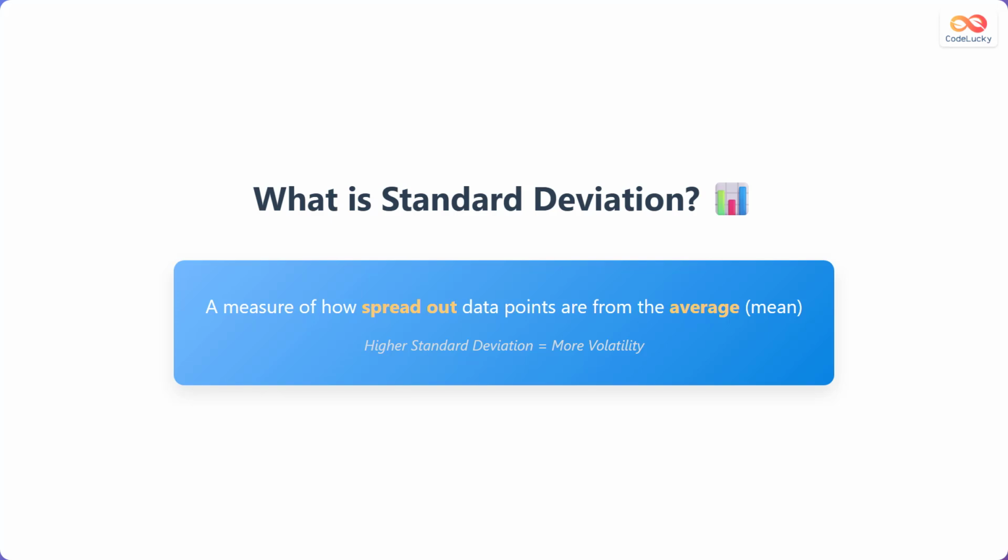Standard deviation is a measure of how spread out data points are from the average, also known as the mean. A higher standard deviation indicates more volatility in the data.